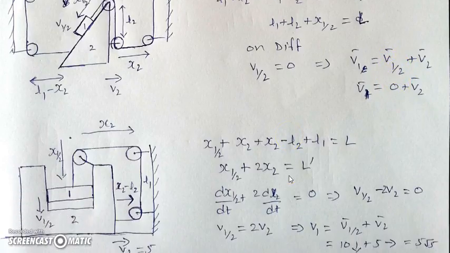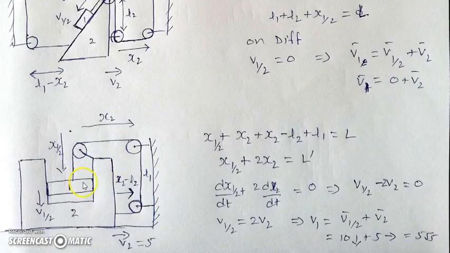In the next example, we can see that this is the setup, and this block, which is block number 1, again we have to form the constraint from this point. So x of 1 with respect to 2, x2, this is a fixed length, this length will be x2 minus L2. Or this length is L2, from this point, the center of the pulley, to this vertical line, which is a fixed distance L2. So just by adding these distances, we get this relation.